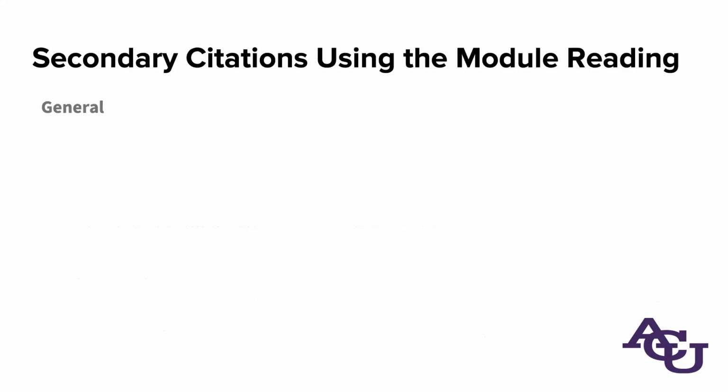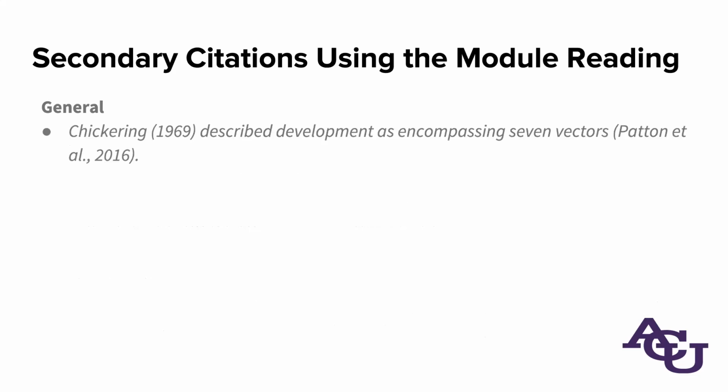So when you are referring to things that you've read in this textbook, in general, you're probably going to be doing a lot of identifying specific authors, like Chickering 1969 described development as encompassing 7 vectors (Patton et al., 2016). So this is saying, oh, Chickering did this. They published it in 1969. I know about it because I read Patton et al.